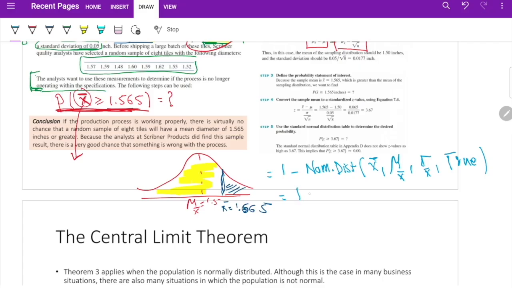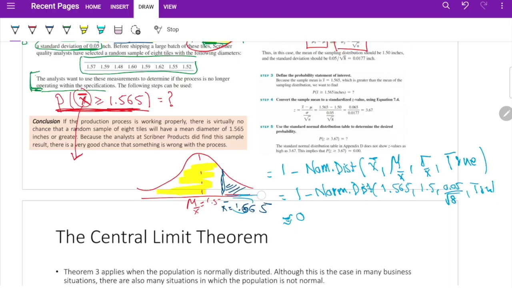So we get almost 0. So this is 1 minus norm.dist. X bar is what? It is 1.565, comma. Mu x bar is the same as mu because of theorem 3, 1.5. Sigma x bar is sigma divided by the square root of n, which is 0.05 divided by the square root of 8, the sample size, comma, true. What did we get? We got almost 0. Almost 0. What does it mean?